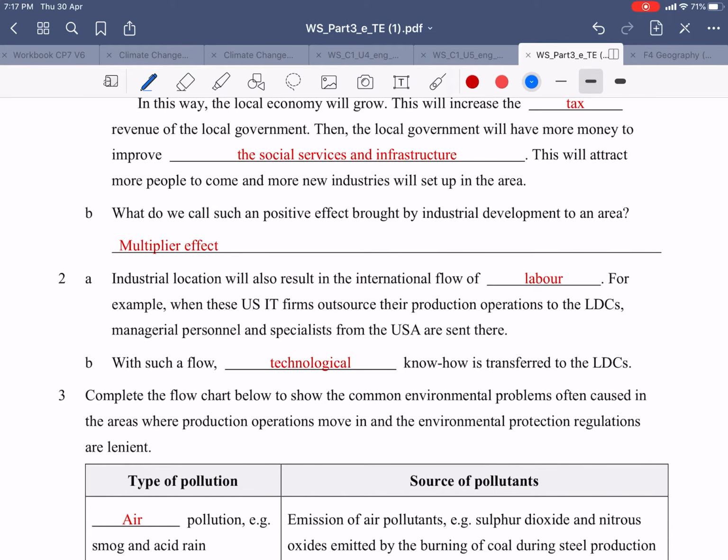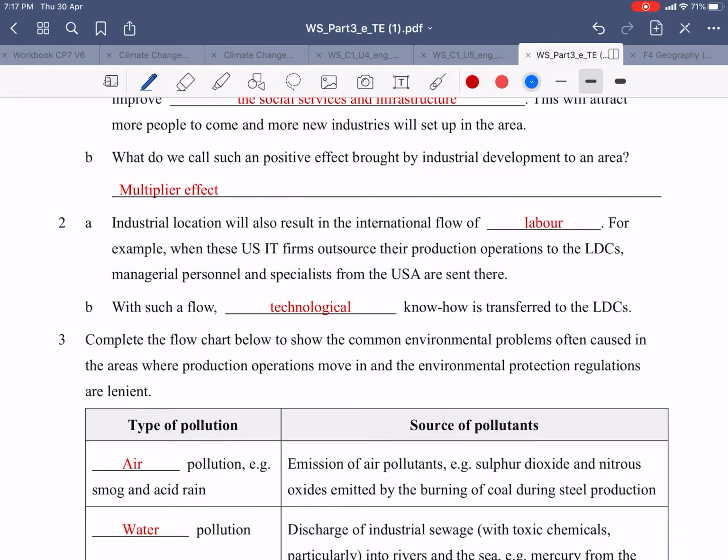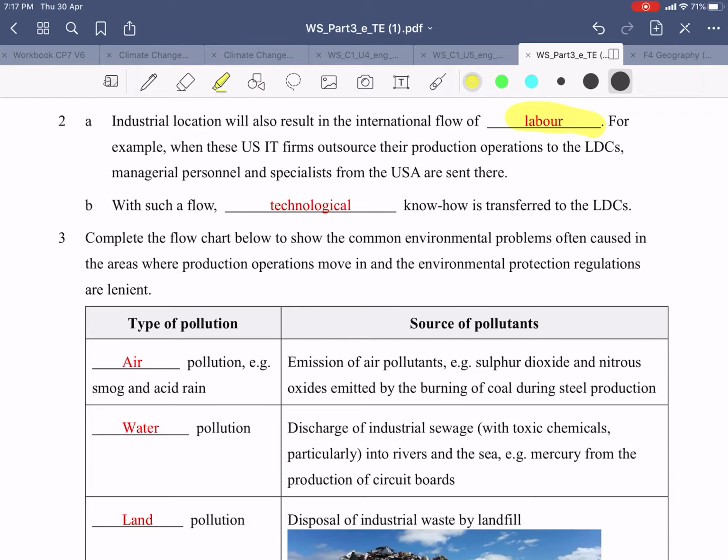Okay, and then the industrial location will also result in the international flow of labor. When the United States IT firm outsources their factories to LDCs, it will be a good thing for the LDC as the multiplier can make the LDC economy boom. Okay, and also some of the managerial personnel and specialists from the United States are sent there.